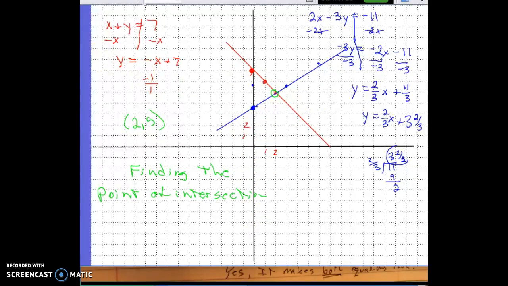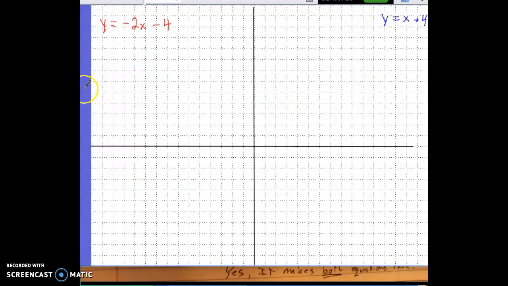So, the second one we had last page, or last video, was one that didn't work. We had y equals negative 2x minus 4, y equals x plus 4, and it asked us the question, was (-2, 0) a solution? That's what it asked. So, what did we do?